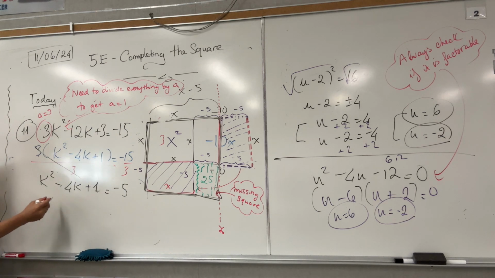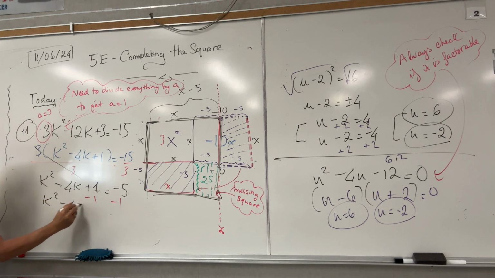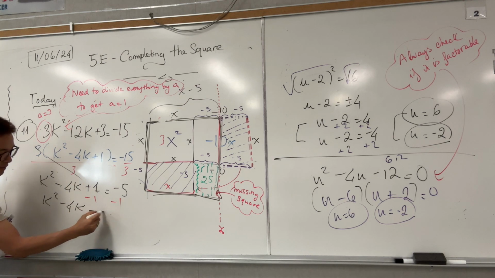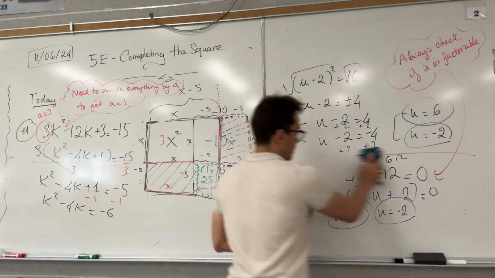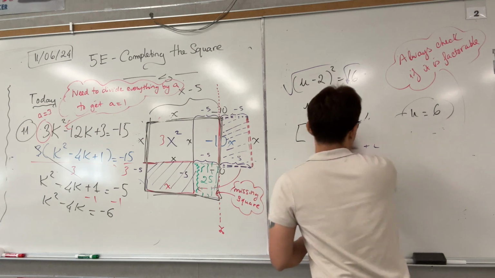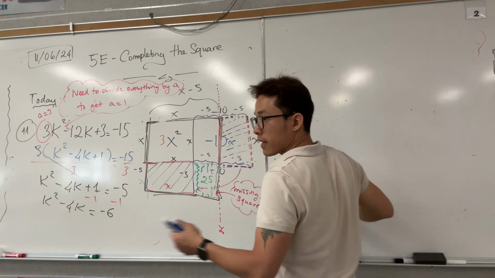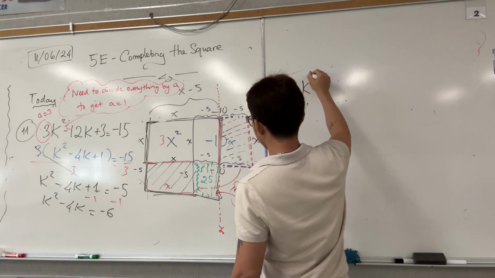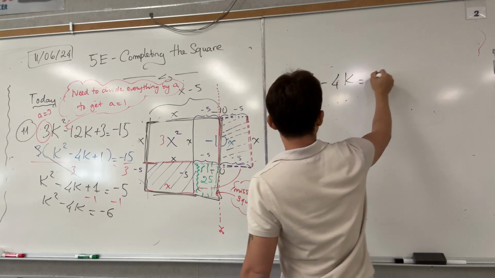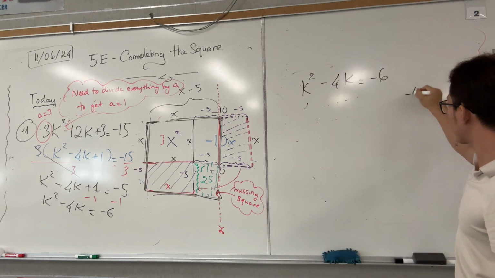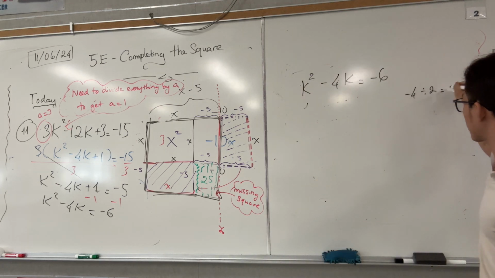Let's see what next. You add 1. Huh? I mean subtract. You subtract 1. Just subtract 1. So k squared minus 4k equal to negative 6. Good. Now what next? Obed? Yeah, negative 4, so negative 4 divided by 2. The complete square happened here.